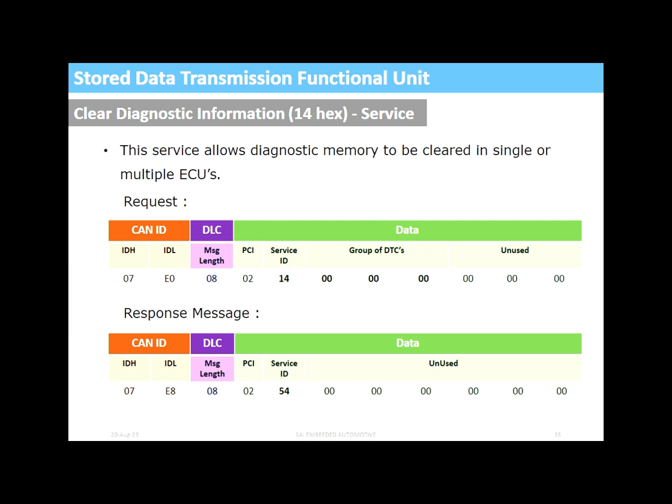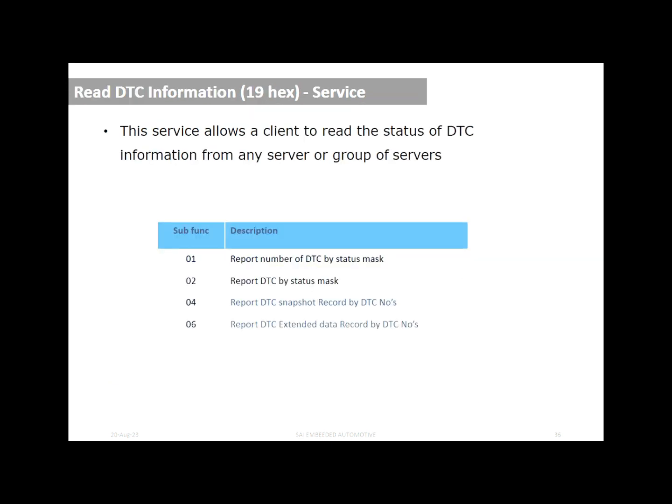Next, we are going to discuss clear diagnostic information. The service ID is 14. This service allows the diagnostic memory to clear the single or multiple ECUs. The request service ID will be 14, with the respective group of DTCs we are sending and an unused byte of data. The response comes by adding 40, so it will be 54, and the PCI length is also 02.